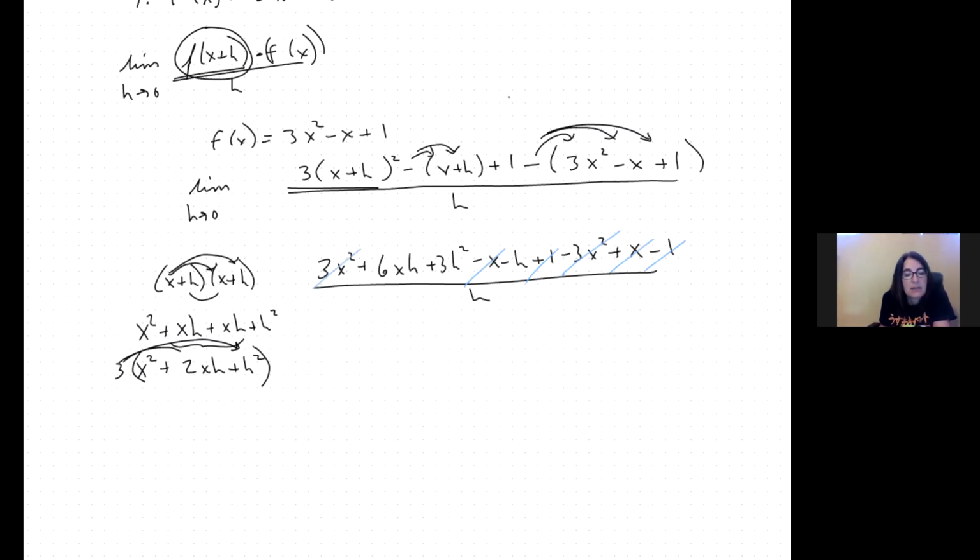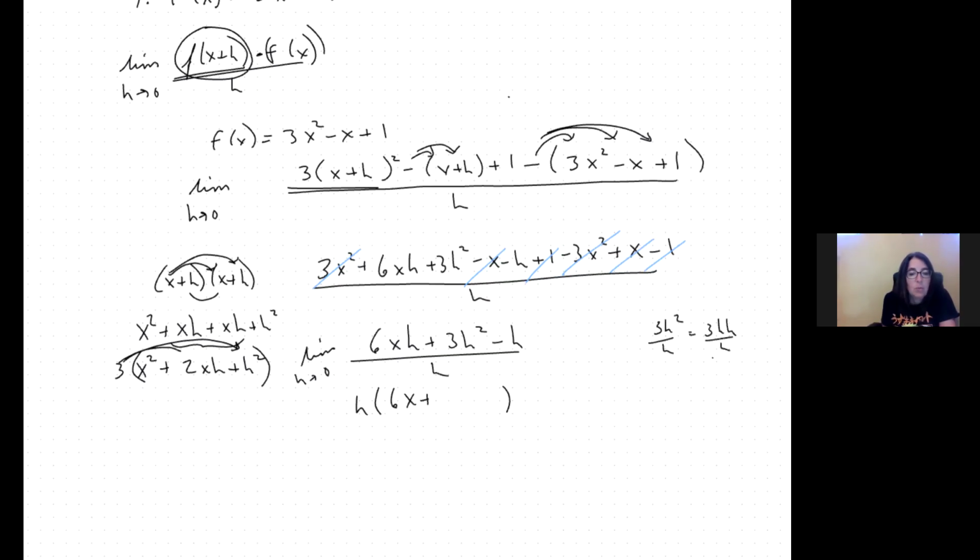That leaves us with 6xh plus 3h squared, all over h. The limit as h goes to 0. So we'll factor out the h, which is essentially dividing each of these by an h. So 6xh divided by h, 3h squared over h, right? That's like 2 of those, which leaves you with 1h minus 1. And we have to keep that 1 there because if we multiplied it back, it has to go back to the original h.